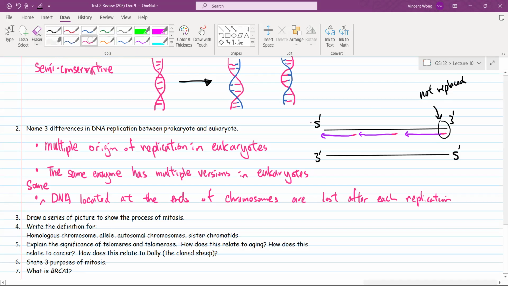Same thing is true for the bottom strand. You're going to be able to copy in this direction. And then here is not replaced with DNA, and it's going to be lost. The primer is RNA, right? As you might remember.